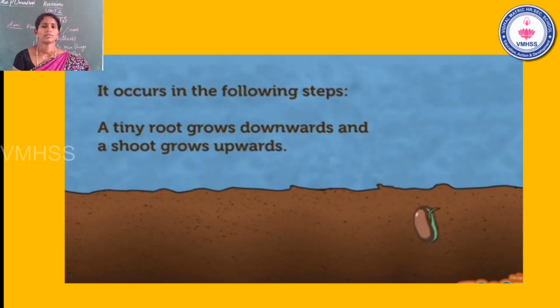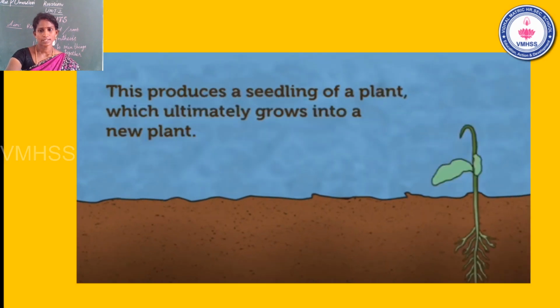See that? That's the second stage. A tiny root grows downwards and a shoot grows in the upward direction. See that? That one is the third stage. This produces a seedling of a plant which ultimately grows into a new plant. Okay, the third one is a seedling of a plant. Some small leaves are growing in it. Okay, so that one is the third stage.